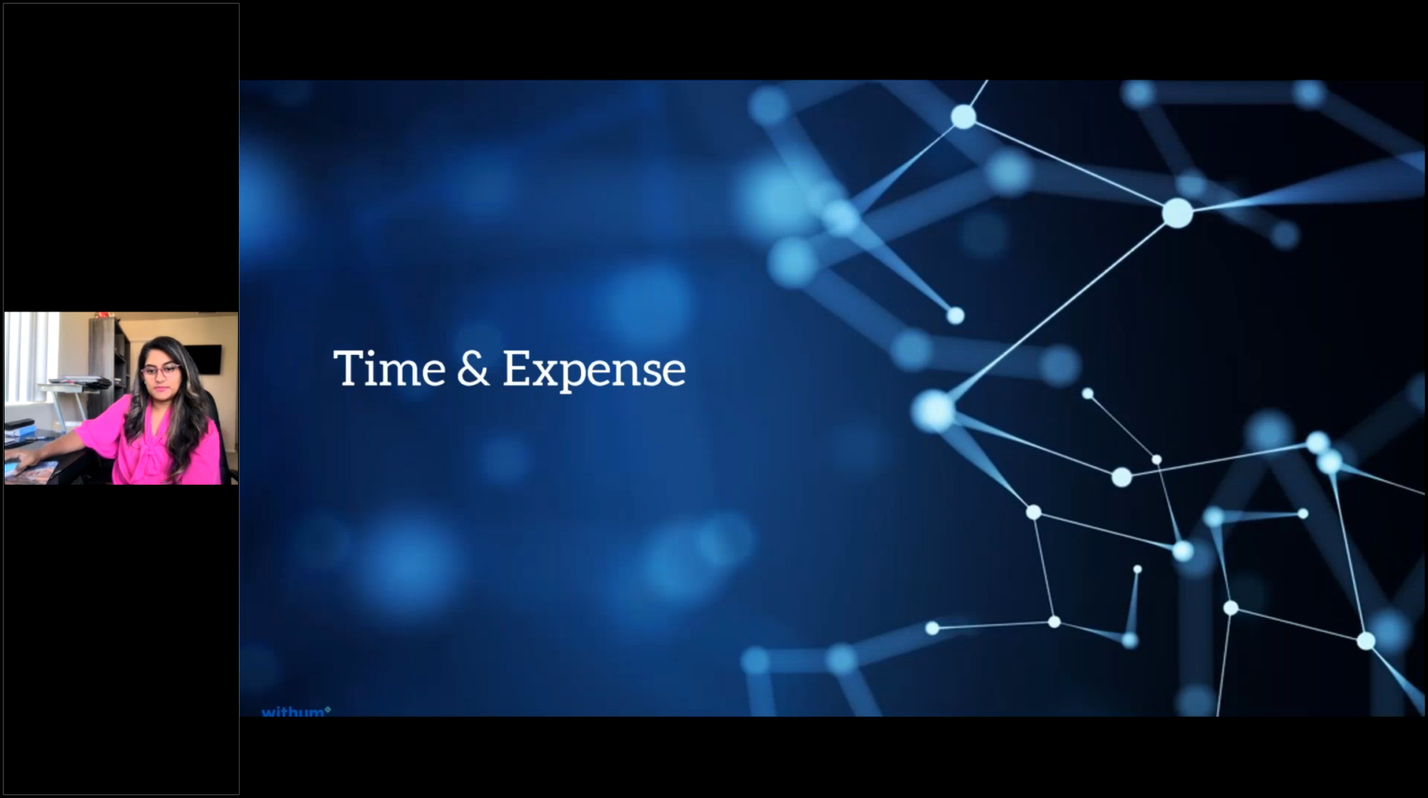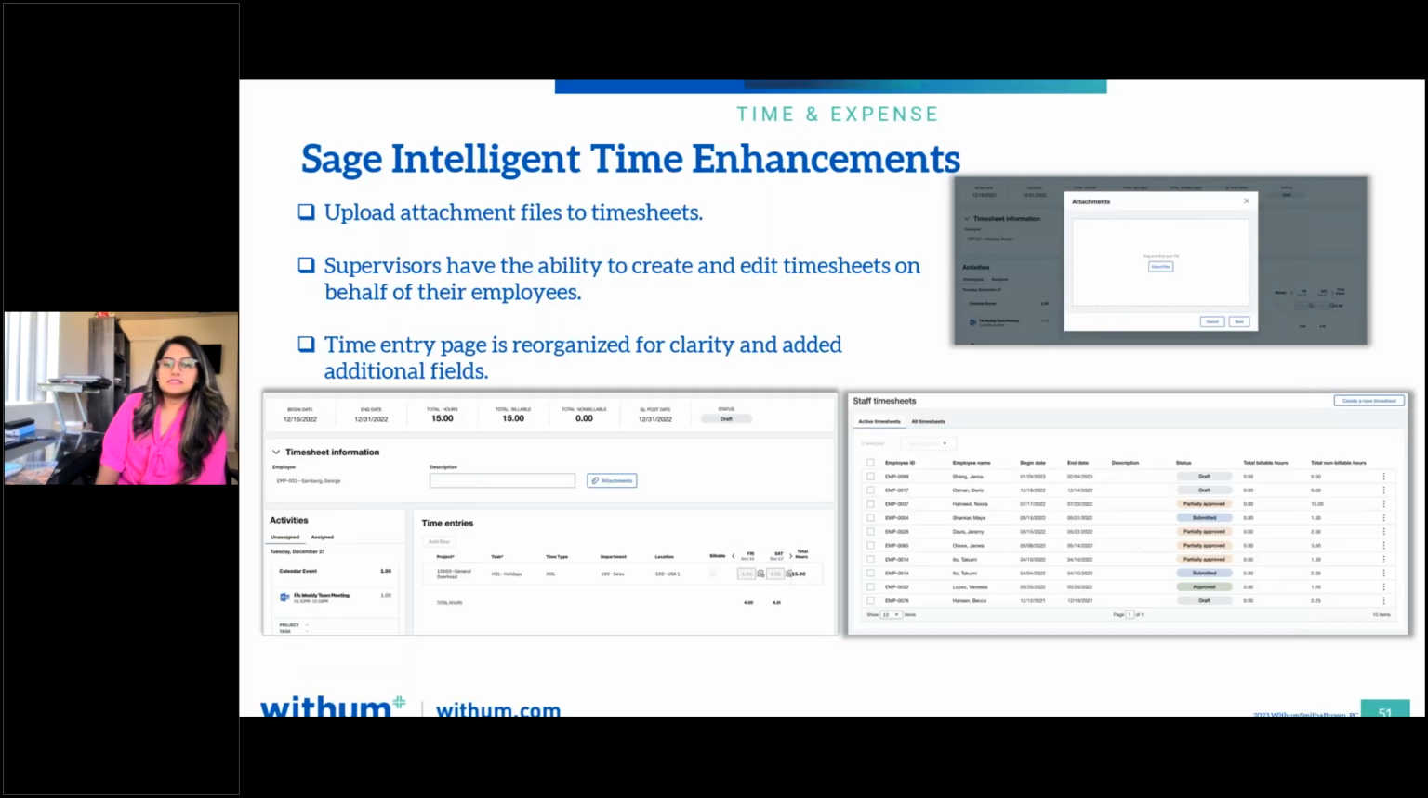Next is time and expense. I love how Intacct is making a lot of updates in their time and expense. Sage Intelligent Time enhancements. SET is an AI-powered timesheet solution for tracking time against projects. The AI smartly gathers and organizes activities during your workday. There are a lot of benefits to SET. If you are interested in knowing a little bit more about it, catch me on my podcast, which is coming out this Friday.